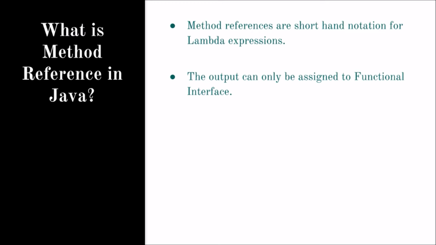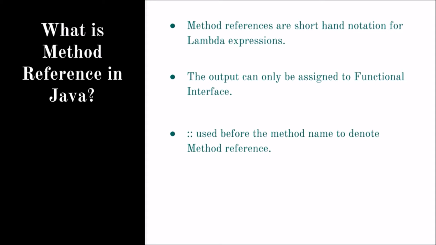But before that, you should know that a method reference can only be assigned to a functional interface, just like you can do in a lambda expression. That means wherever you are using a lambda expression, usually the target should be assigned to a functional interface, right? Similarly, method references also should be assigned to functional interfaces. And in case you're wondering what a functional interface is, you can go through my previous tutorial in the Java 8 series.